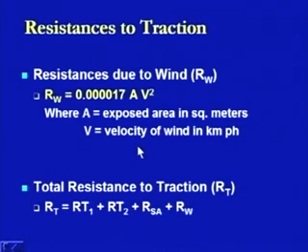Therefore, the total resistance to traction will be defined as nothing but the combination of all the resistances which we have seen so far, that is RT1, RT2, RSA, that is starting and acceleration, and RW, that is the wind effect.